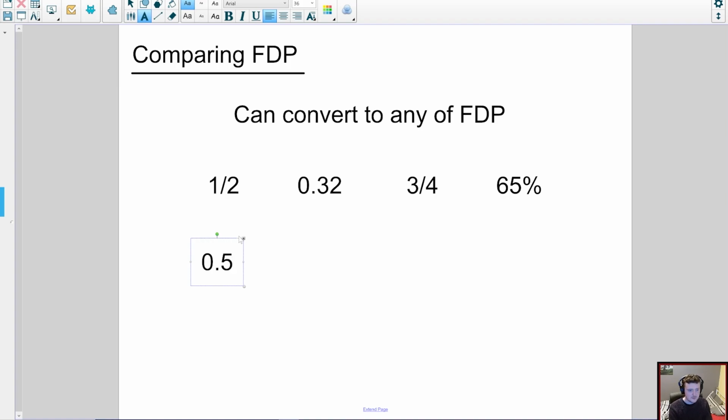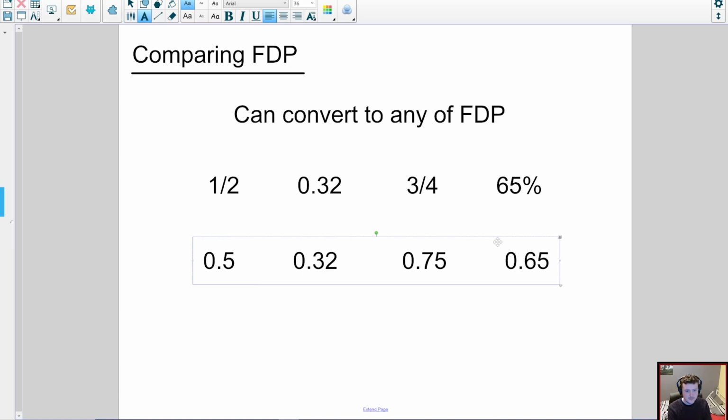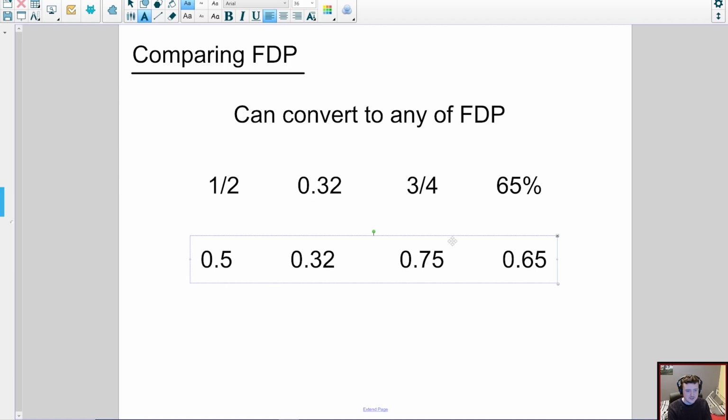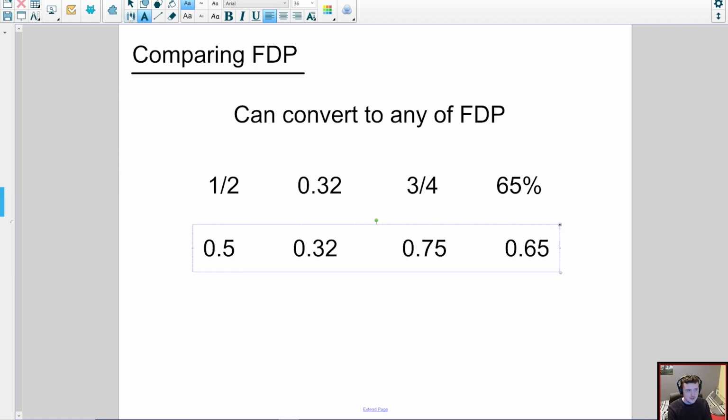A half is 0.5. We should recognize that one by sight. 0.32 is already a decimal, so that stays the same. 3/4 is another one we should recognize by sight, it's 0.75. And if I divide this by 100, I get 0.65. And so these are my 4 answers. Now all I've got to do is rewrite them in the right order. So this is number 1, this is number 2, this is number 3, and this is number 4.